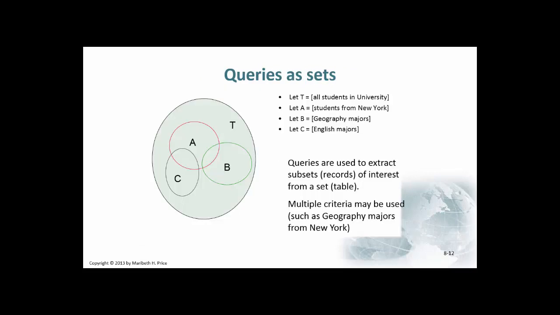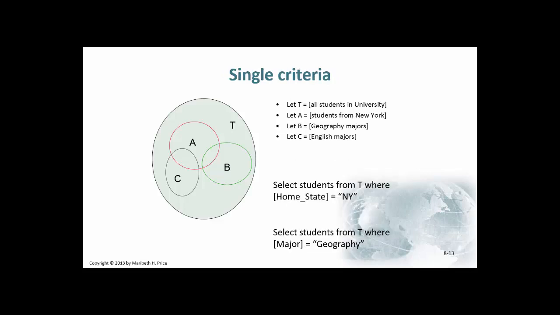Queries are used to extract records based on given criteria. Consider this pool of data where the circle of T represents all of the university. The circle A represents students from New York. The circle B represents geography majors. Select the students from T where home state equals New York will return the circle A. Select students from T where major equals geography would select the B circle.